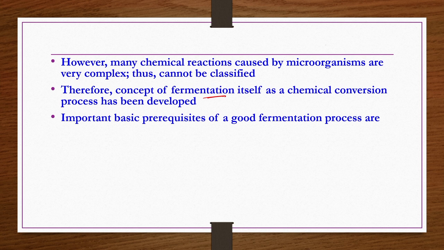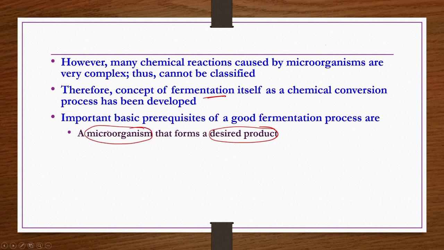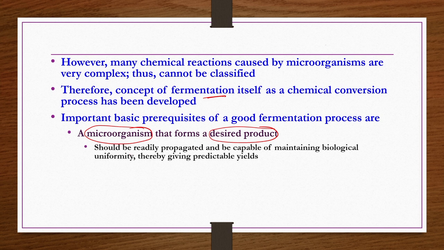Important basic requirements of a good fermentation process are listed below. These are in general for any fermentation process. First, a microorganism that forms a desired chemical. You take a substrate and a microorganism. The microorganism has to be specific to consume the substrate and produce the desired chemical, not an undesired one or other impurities. These microorganisms should be readily propagated. Their number has to be increased readily. They should not take days and weeks, but minutes or a few hours.